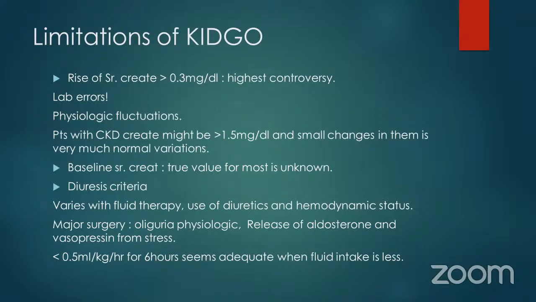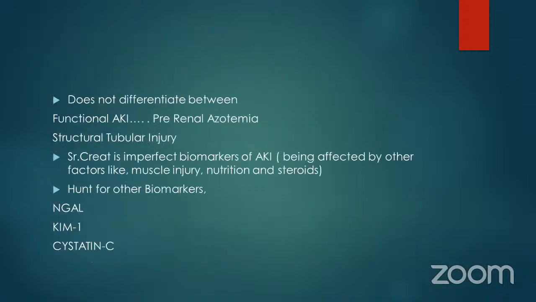And the next point was the drop in urine output, 0.5 ml per kg per hour for 6 hours, which seems inadequate when it comes to defining. When the patient has lesser fluid intake, 0.5 ml per kg per hour within 6 hours could be adequate also. And KDIGO doesn't differentiate the functional AKI, where prerenal azotemia or hypovolemia leads to functional AKI, from structural tubular injury. So serum creatinine is an imperfect biomarker, and there is still a hunt on for a better marker like NGAL, kidney injury molecule 1 and cystatin C.